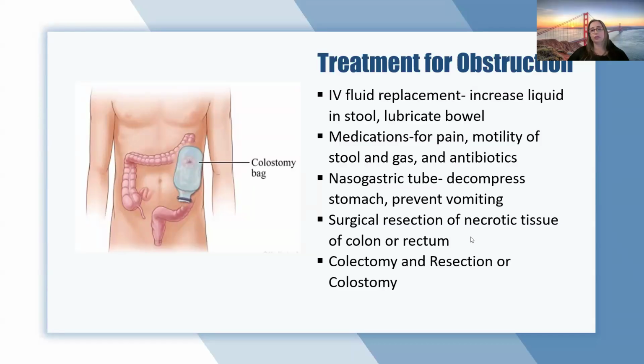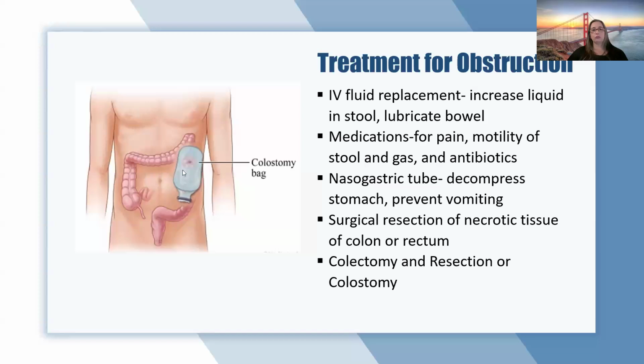And then the treatment would be surgical resection of necrotic tissue. If they find that, they will usually do a CT, and if they see necrosis, they're probably going to do surgery right away. They don't wait on these. These are true emergencies. And then if they cannot resect the colon or the bowel back together, the individual may end up with a colostomy.